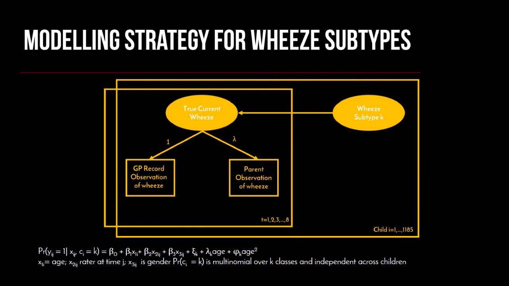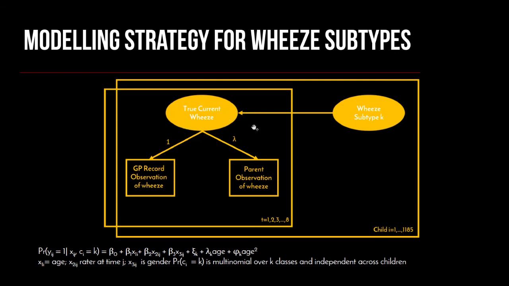So the strategy we use for understanding those subtypes, we have the observed data. We observe the GP record observations of wheeze, so we have the actual age and days when a child would have come to the clinic with wheeze. And we also have the parental observations as well. We assumed that the GP records are a perfect manifestation of wheeze, so the doctor's always right. But also, maybe the parent doesn't always take their child to the doctor, or the parent doesn't know how to identify wheeze. So we've weighted for that as well.